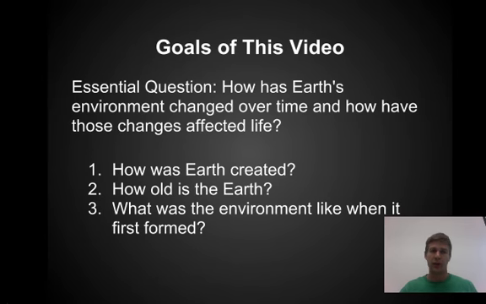So to recap, question number one, the Earth was created when these spinning particles in our solar system came together to form the planet itself. We also learned that Earth is roughly 4.5 billion years old. And the last thing we got from this video is that the Earth's environment was a lot different than the environment we know today. It was much hotter, there was no atmosphere protecting the Earth, and there was no liquid water present on the surface of the Earth.